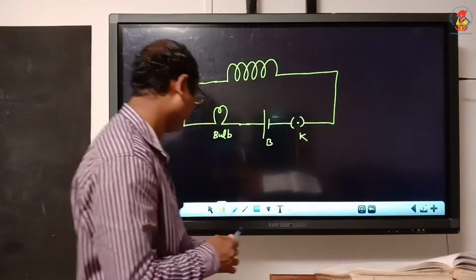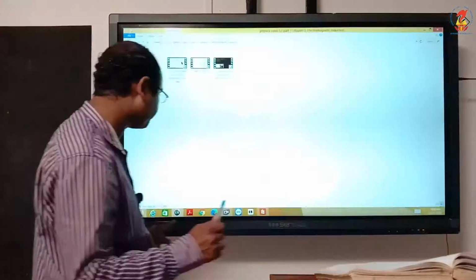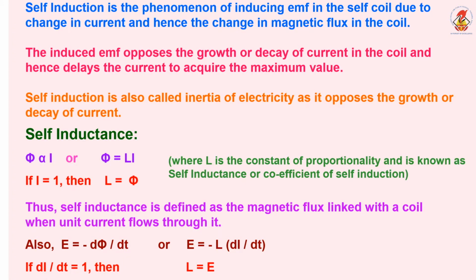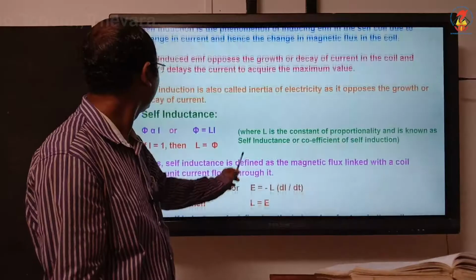Okay. Now let us come back to the equations. So here it is written, the induced EMF opposes the growth or decay of the current in the coil and hence delays the current to acquire the maximum value. That is why I told bulb initially glows dimmer and slowly it achieves maximum brightness. Now see the third point. Self-induction is also called inertia of electricity as it opposes the growth or decay of the current. So another name for self-induction is inertia of electricity.